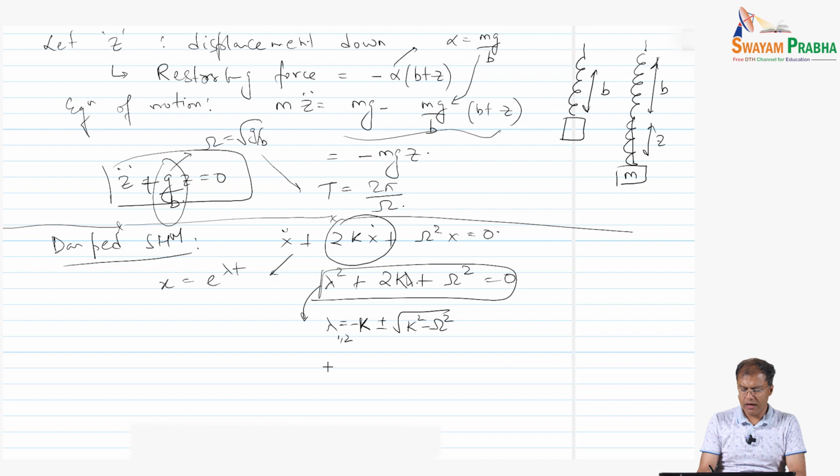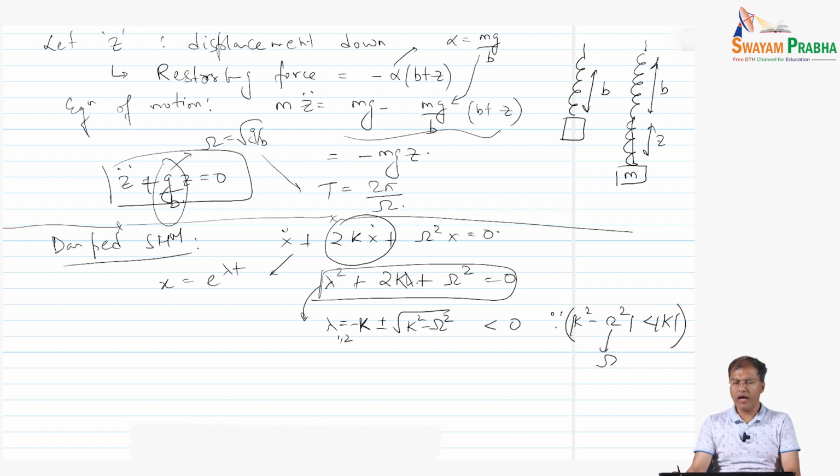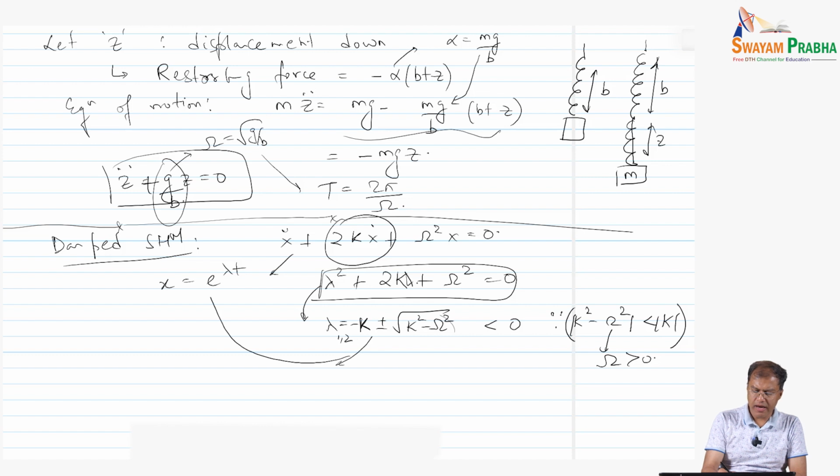Okay, so both lambda 1 and 2 are negative, because, why? Because the magnitude of square root k square minus omega square is going to be less than the magnitude of k, because omega, the angular velocity, is a positive quantity. Okay, so from here we find the damped case will have the following roots, and if we plug it back into our original assumption, we find that my solution comes out to be the following.